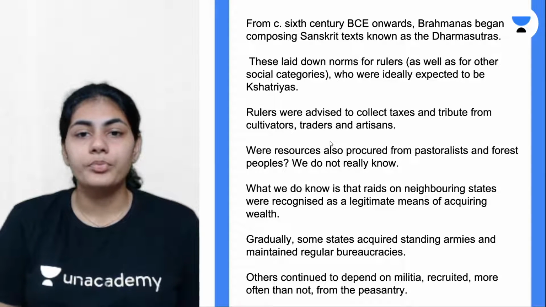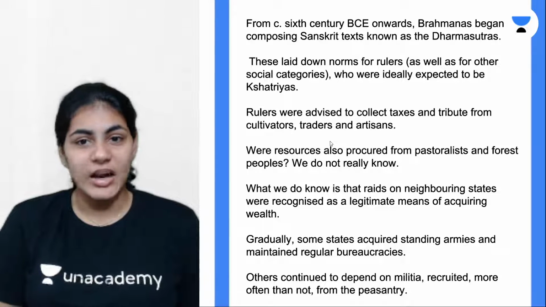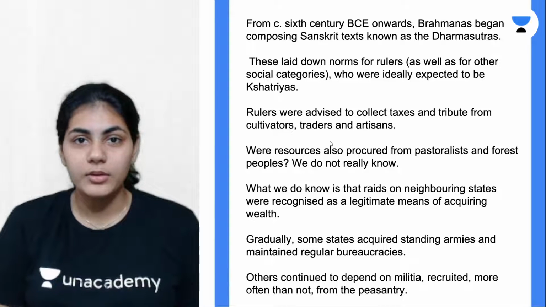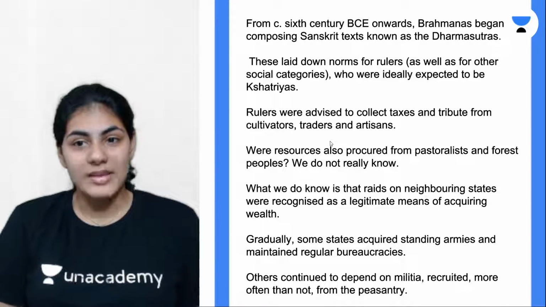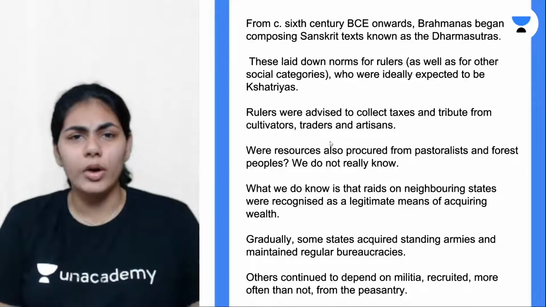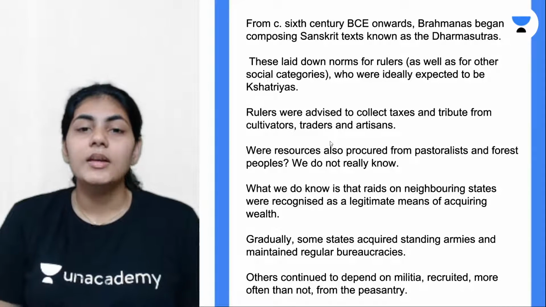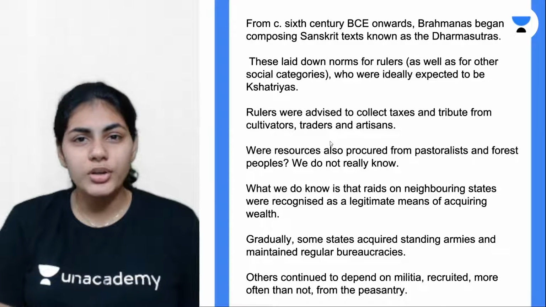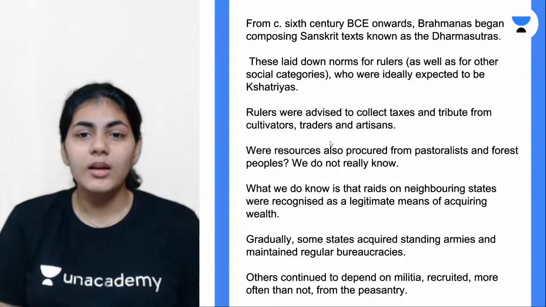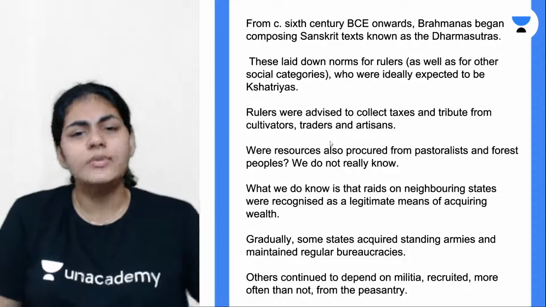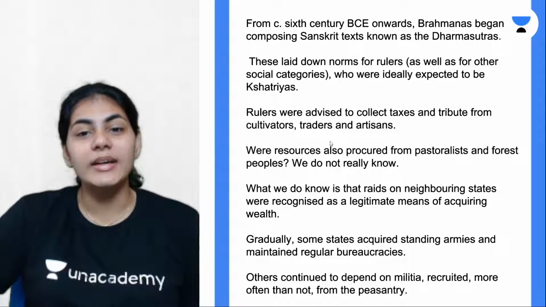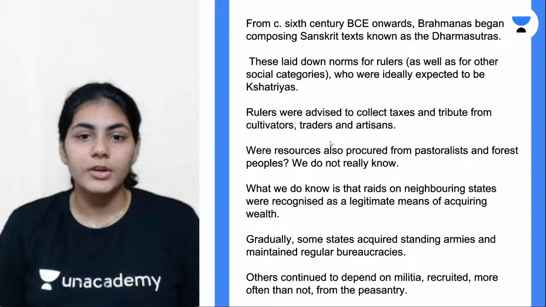Okay, so cultivators, traders, and artisans were paying, but what about pastoralists and forest people? Right? When it comes to pastoralists and forest people, they are not that rich when compared to other people in the society. So we don't really know whether they had the money to pay the tax, or they were exempted from being taxed. We don't know about that. That's why I was saying that we do not have an entire complete picture, right?